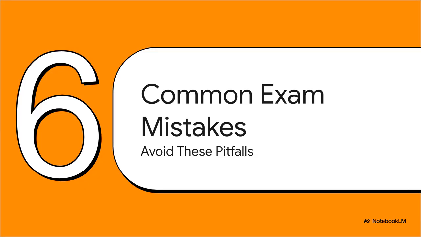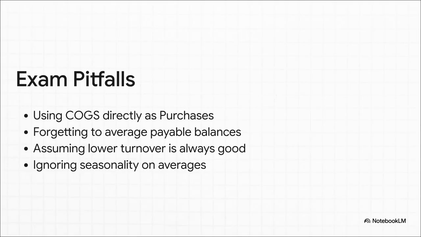Almost at the finish line. Section 6. Common exam mistakes. Guys, please do not fall for these traps. The absolute number one mistake is lazily grabbing cost of goods sold and just tossing it into the numerator instead of taking the time to calculate actual purchases. Don't do it. Second, candidates so often forget to average the beginning and ending payables balances. It's a simple step, but easily missed.